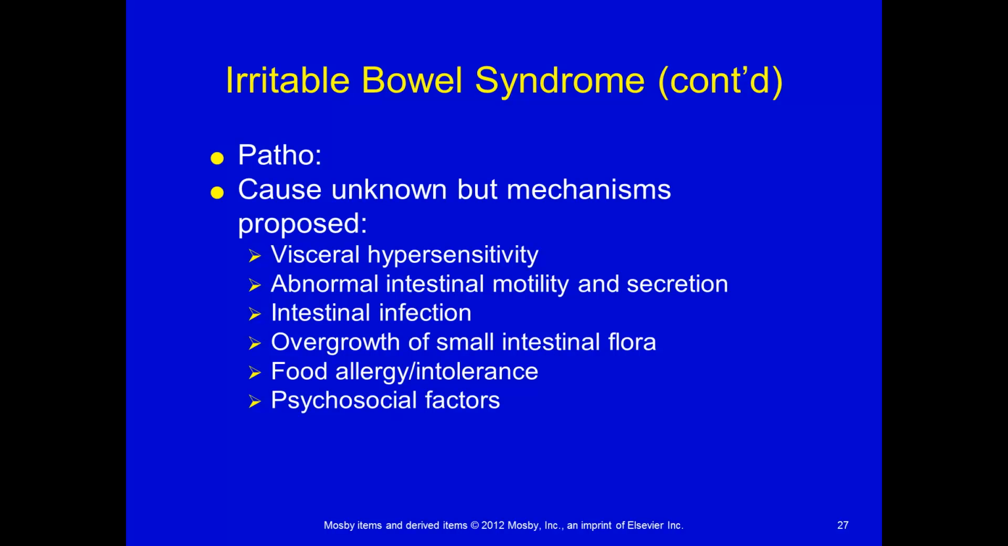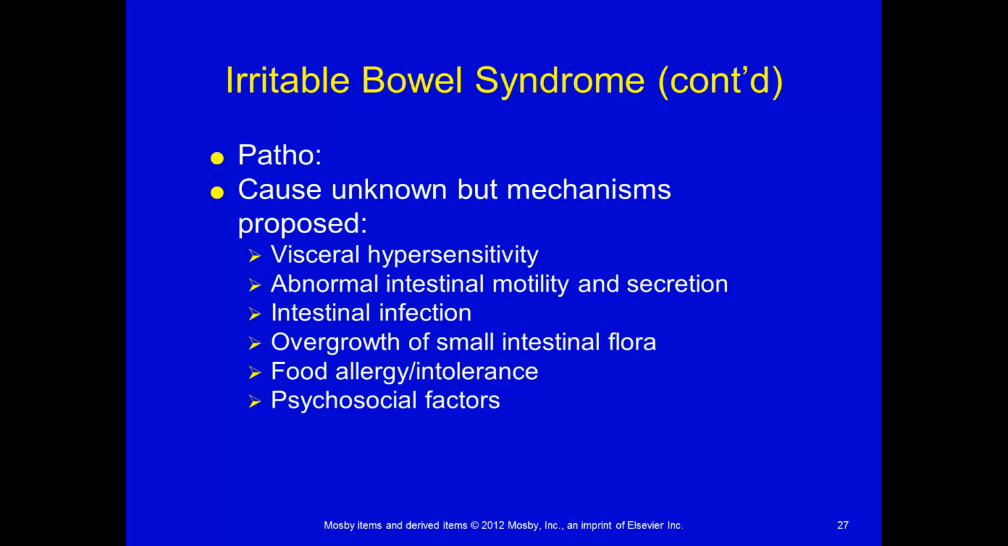The patho is not completely understood, but there are certainly a lot of different mechanisms that are proposed and being researched. There seems to be some type of visceral hypersensitivity. Oftentimes that hypersensitivity gets even worse, particularly with distension of the rectum. Abnormal intestinal motility and secretion, again, increasing or decreasing transit time respectively. If intestinal motility increases, then you're having diarrhea. If it decreases, then the person's experiencing constipation.